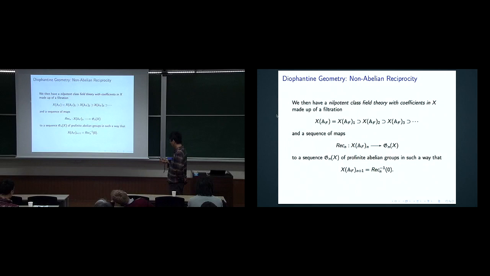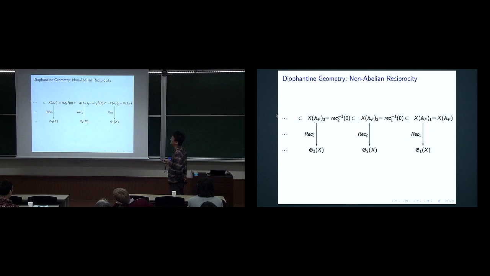I'll put this together as a diagram like this. The first reciprocity map is defined on all the adelic points. The second reciprocity map is defined on the kernel of the first reciprocity map. The third reciprocity map is defined on the kernel of the previous two. So it progresses in this way.